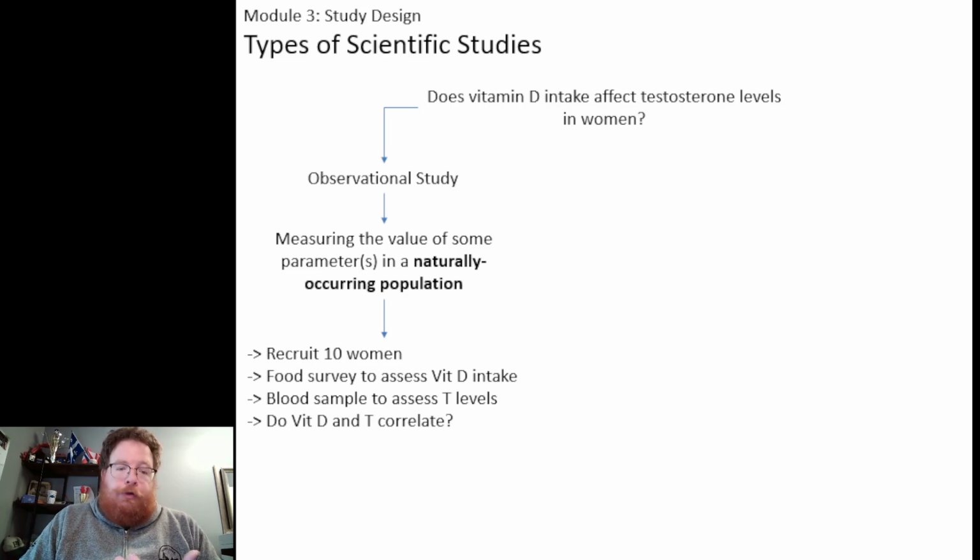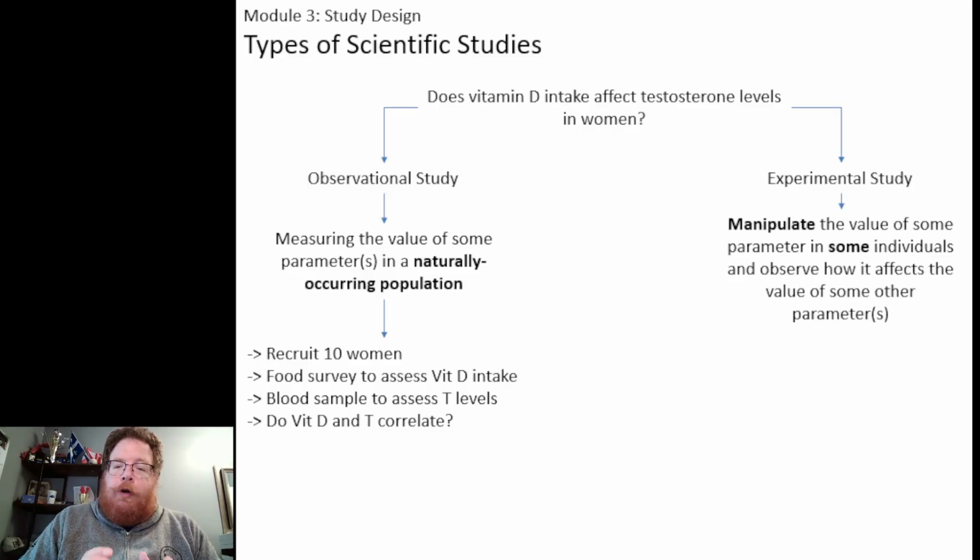The other kind of study that we could do to answer this question is something called an experimental study. And so for an experimental study, you are going to manipulate the value of some parameter. So this is very different now because you're actually intervening in the lives of these individuals in order to actually manipulate some value, some parameter within their body. But as it mentions here, you're only doing that for some of the individuals. You're going to leave the other individuals in the study being unmanipulated, and then you're going to see how your manipulation affects the value of some other parameter or parameters.